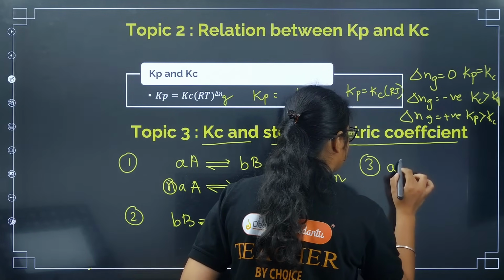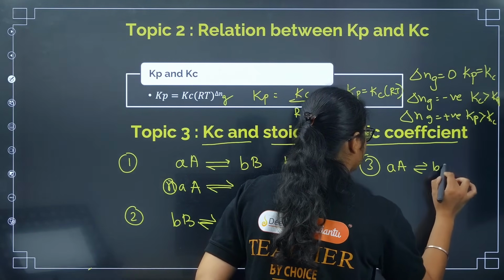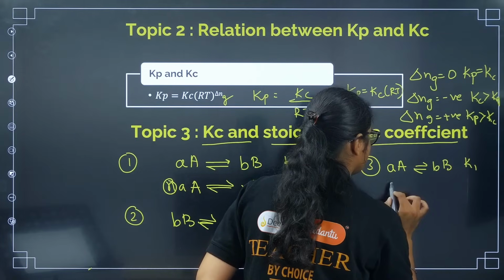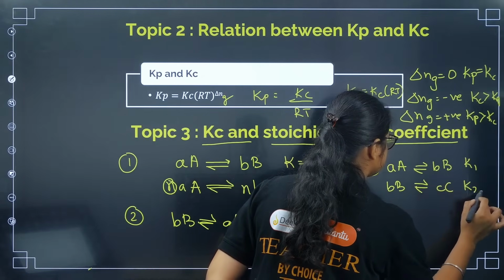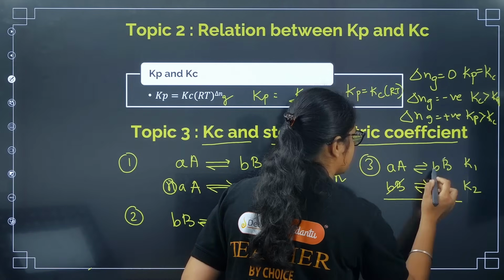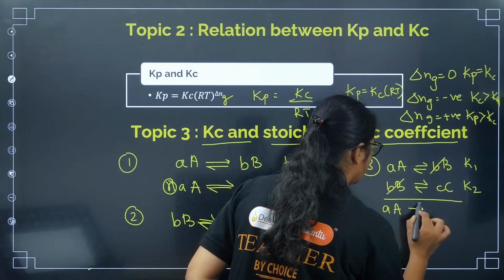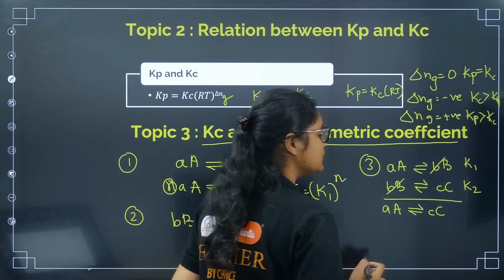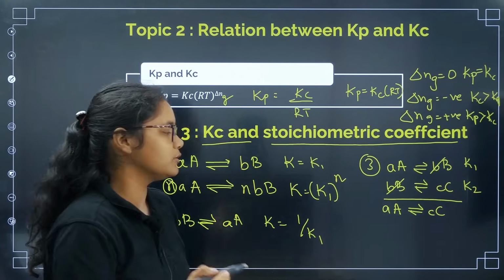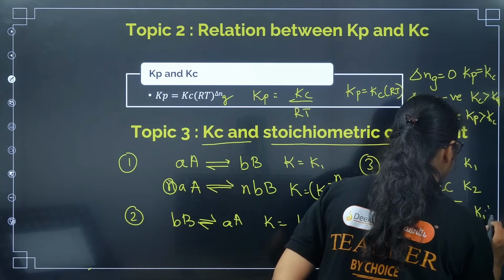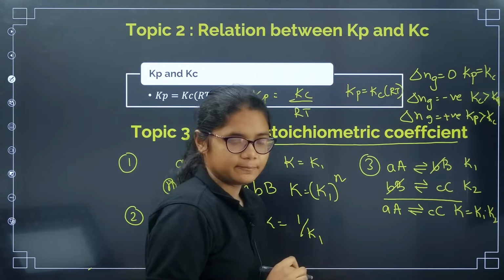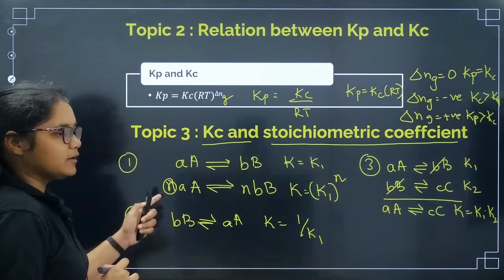Now, the third one is if two reactions are added. For example, A gives B, the equilibrium constant is K1, and then we have B gives C, and the equilibrium constant is K2. Now, if you add both these reactions, what will I get? A gives C. So, when two reactions are added, the equilibrium constants are multiplied. So, K will be equal to K1 into K2. Clear?